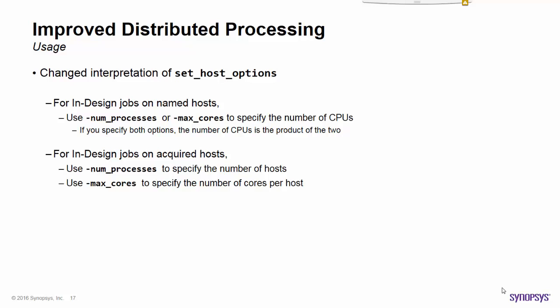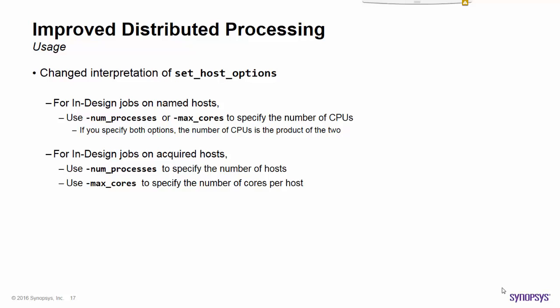This enhancement also clarifies the usage of the options -num_processes and -max_cores. When a flow uses a named host, num_processes and max_cores can be used interchangeably, and this will identify how many CPUs to use on the host. If both are specified, their product will be used.